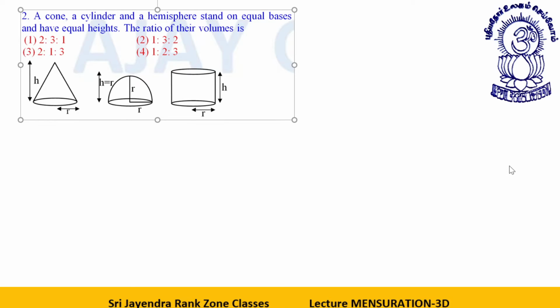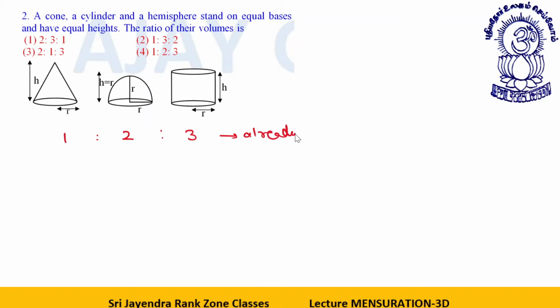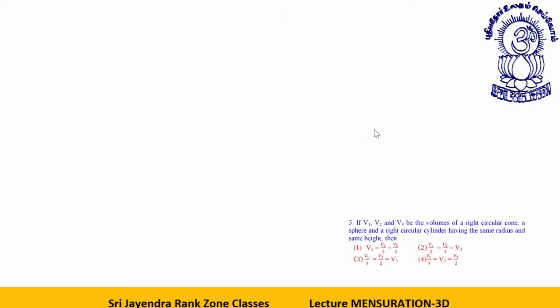Now the picture will be clear. A cone, a cylinder, and a hemisphere stand on equal bases and have equal heights. The ratio of their volumes is already learned. This is 1 is to 2 is to 3. We have already discussed this in theory. Already learned this. Fine. Next question.